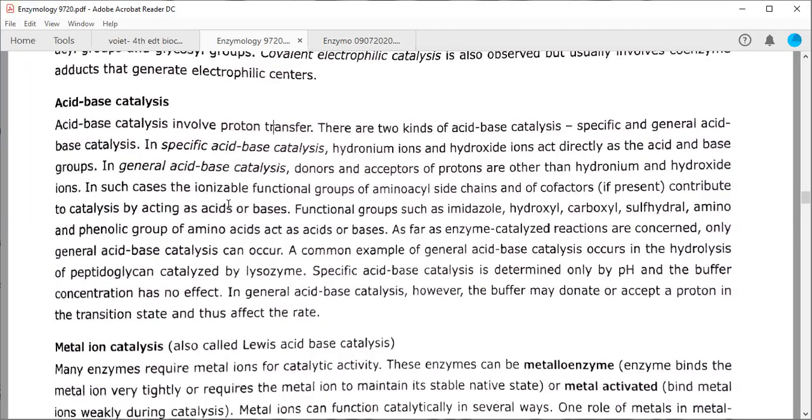So they are acting like acids or bases. The functional groups include the imidazole ring of histidine, and the hydroxyl group. Hydroxyl is present in 3 amino acids: serine, threonine, and tyrosine. Carboxyl group is in aspartate or glutamate. Sulfhydryl groups are in cysteine, for example. Amino group is present in lysine, and the amino group can also come from the amide group, CONH2, which is present in asparagine and glutamine.